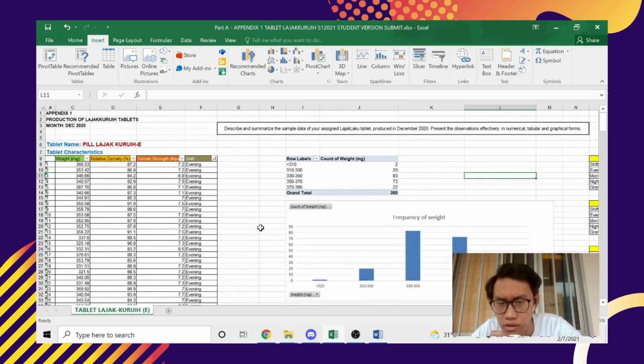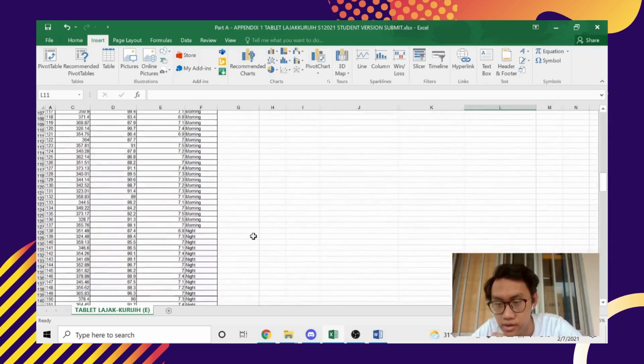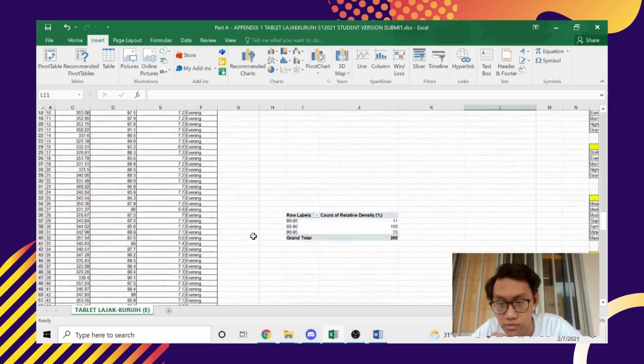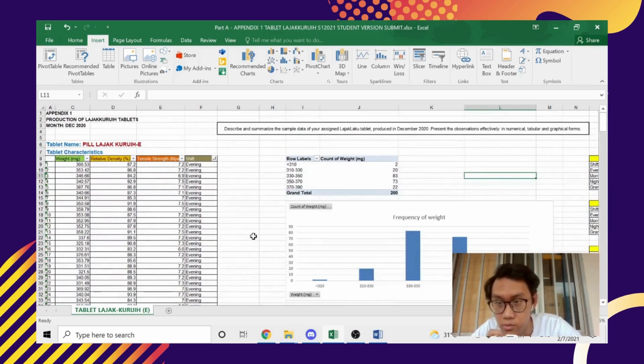So as you can see on the left hand side of the screen, we are given sets of data, 200 sets to be exact. And in each set of data, it contains weight, relative density, tensile strength, and the shift information. So 200 sets of data is a lot of data.